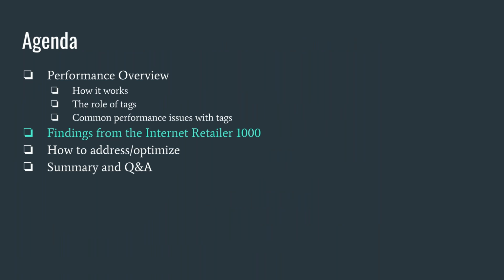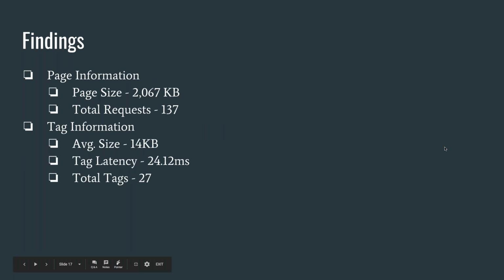Next, I want to get into some of those different findings from the Internet Retailer 1000. So just to summarize some of these different results, and first, I guess, to explain how we did this. We ran Tag Inspector scans of, I believe, up to 1,000 pages for each of the websites across the full list of the Internet Retailer 1000. So the top 1,000 in terms of traffic, e-commerce retailer websites globally.